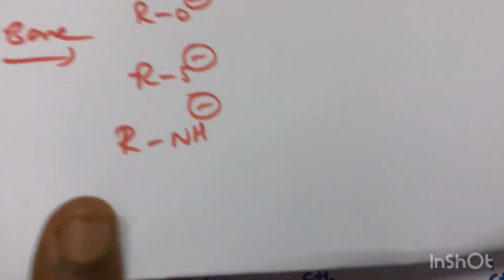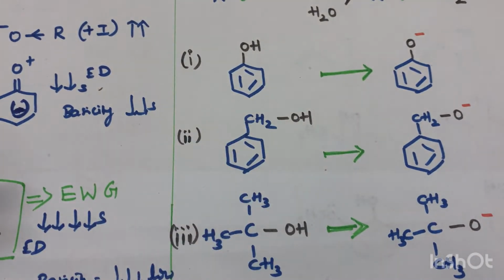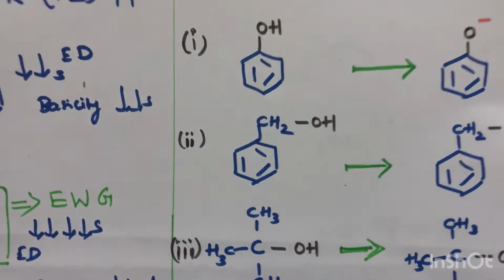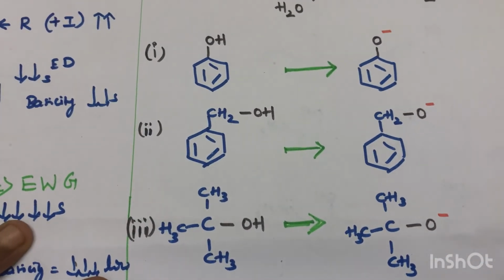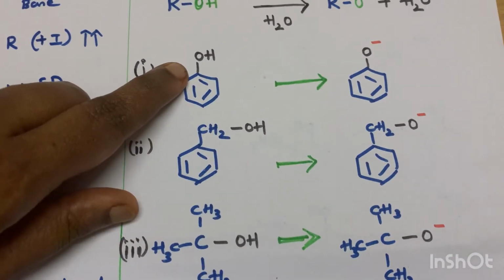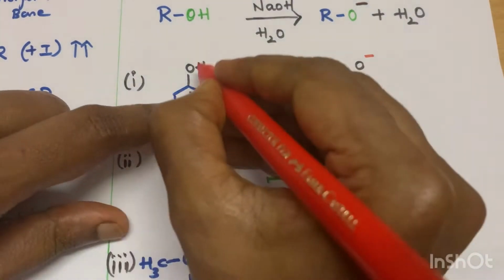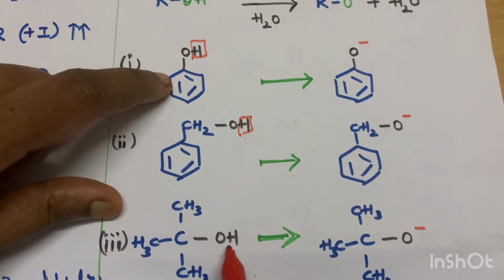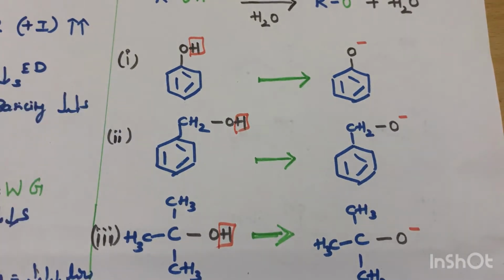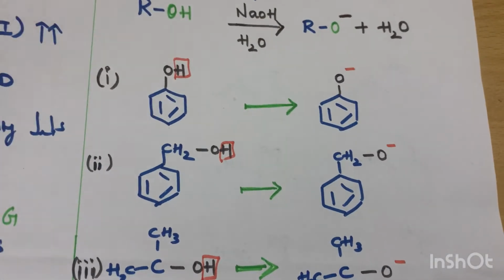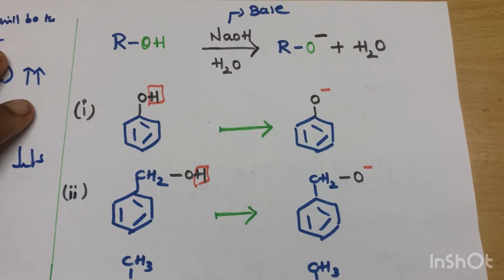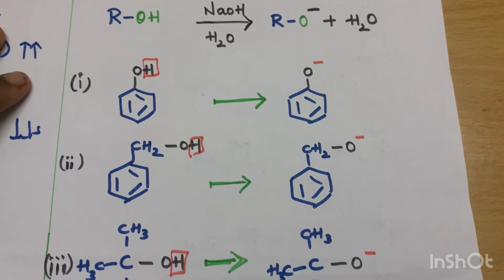Please remember this one. So they are asking which of these alcohols will react faster with sodium hydroxide. In every molecule there is a hydroxyl group, and there is an acidic proton. So you may think that each and every molecule will react with sodium hydroxide to form the corresponding anion. But they are asking which will react very fast. So for this, I will tell you a trick, and this is very important.